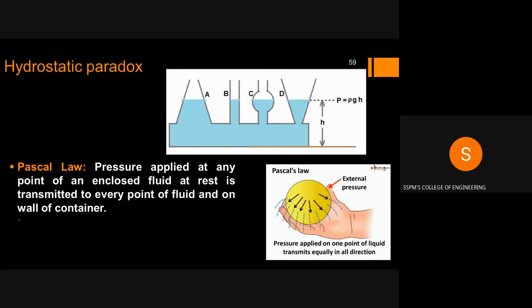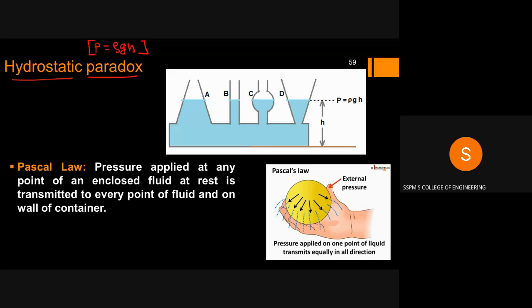Now, depending on the equation rho gh, which is the hydrostatic equation for the pressure, we have the hydrostatic paradox. So, what is the meaning of hydrostatic paradox? If you choose different containers having different shapes, and if the liquid level is the same in all the containers, then the pressure exerted at the bottommost point of that container will remain the same, irrespective of the shape of the container.